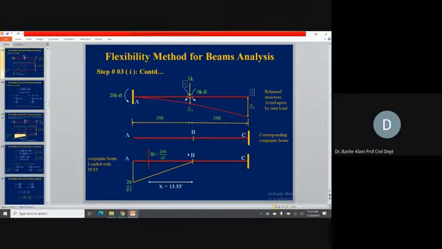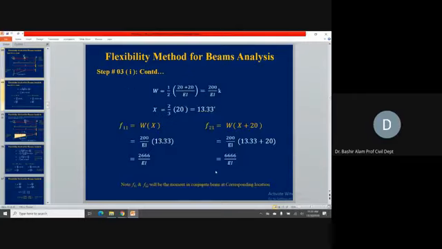And F21 will become equal to 200 divided by EI times 13.33 plus this distance, which is 20 feet. So that will give us F21. Here we can see these numbers. This is how we find out the W1. This is how we find out the X, which is 13.33. F11 we found 200 divided by EI times 13.33. And F21, which is W times X plus 20. So here we get this number. So this way, F11, F21 is actually the first column of the flexibility coefficient matrix that is constructed.